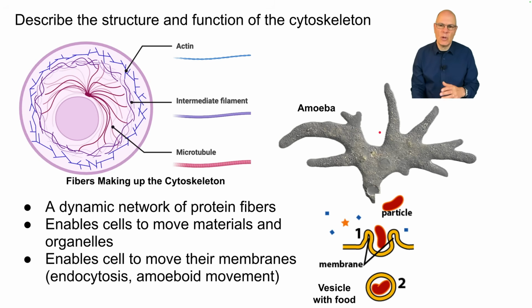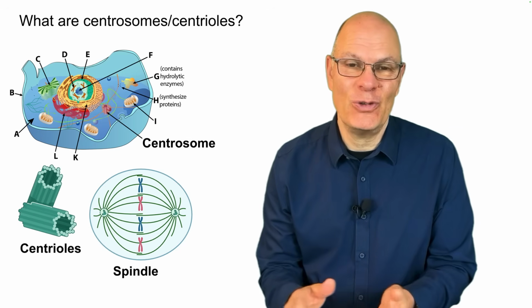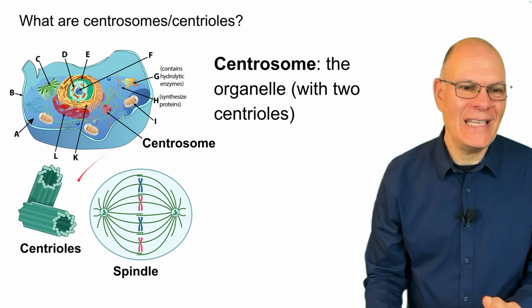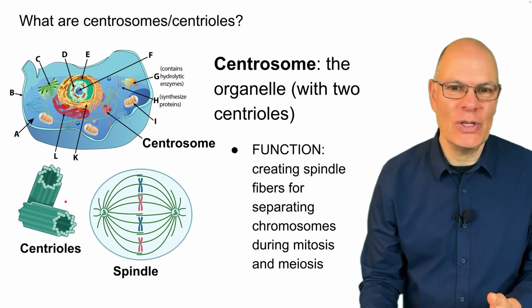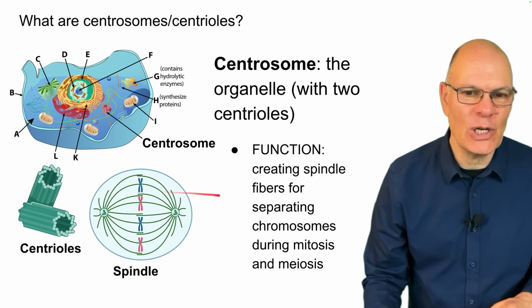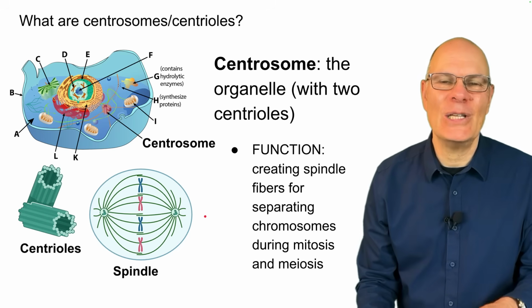This is an organism called an amoeba, and it moves by extending parts of the membrane over the surface, enabling it to crawl. How does it do that? Through the cytoskeleton. What are centrosomes and centrioles? Centrosomes are the organelle. They contain 2 centrioles, and the function is creating spindle fibers, that's what these are over here, that separate chromosomes during mitosis and meiosis.